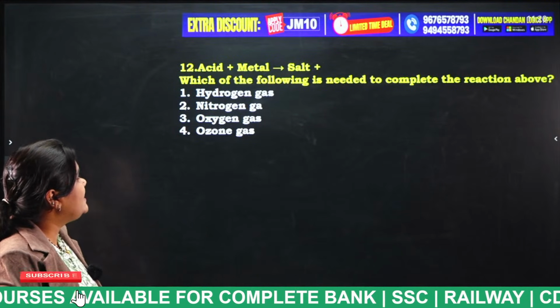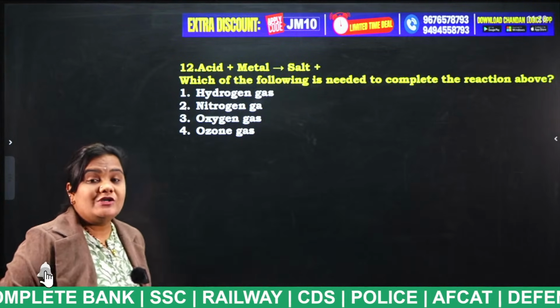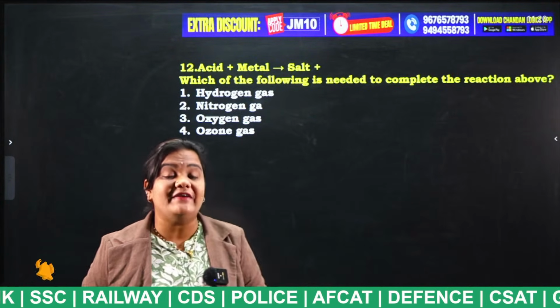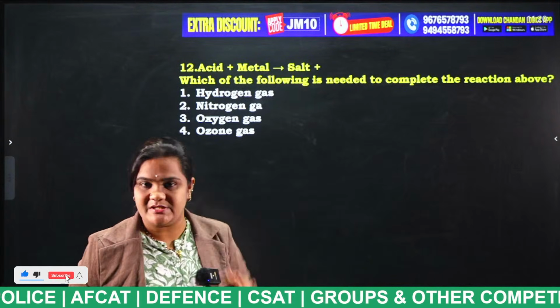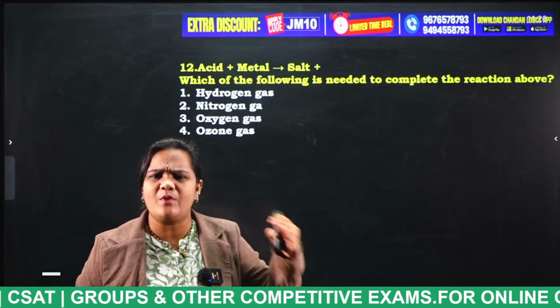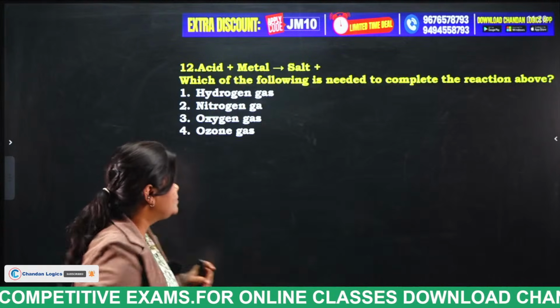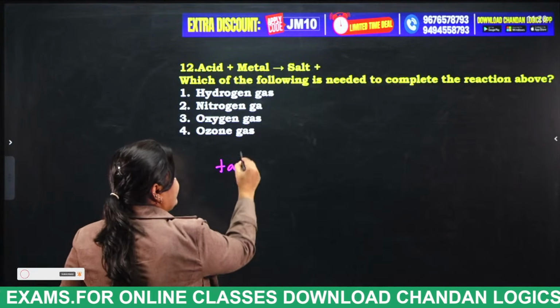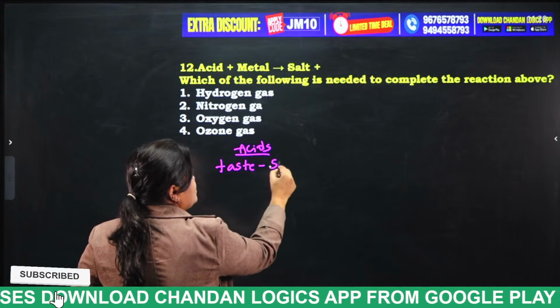Acid plus metal gives salt plus. Which of the following is needed to complete the reaction above? So, regarding this MCQ, I have explained many times. This question is from acids and bases. So, we all know very well, students, acid. What are the properties of acids? Actually, the taste of the acid is sour. Okay, taste of acid. This is all regarding acids. Okay, taste of acid is sour.